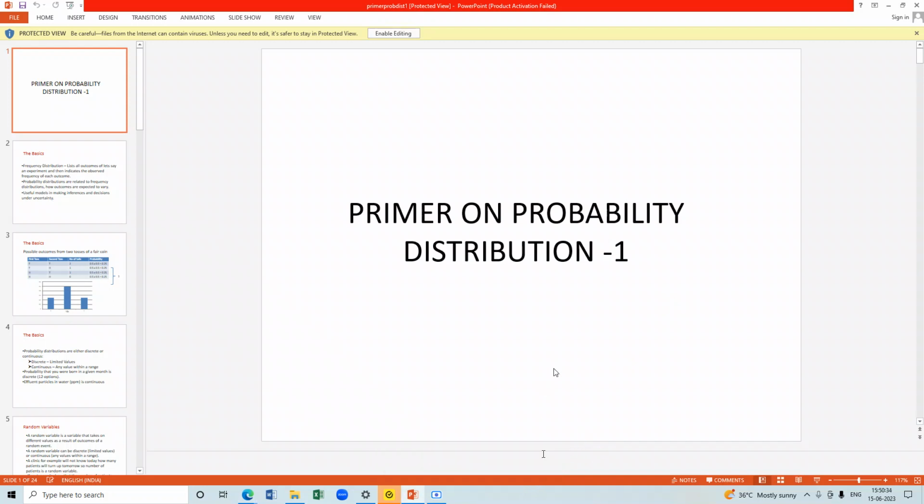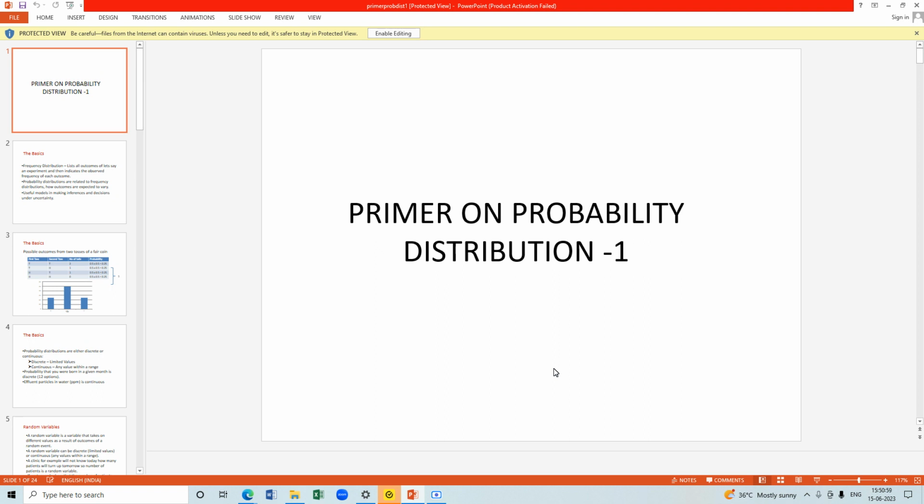Yeah, so this walkthrough is a primer on probability distribution. What I've done as part of this deck is take two distributions, binomial and normal distribution, and walk through their characteristics with some examples.